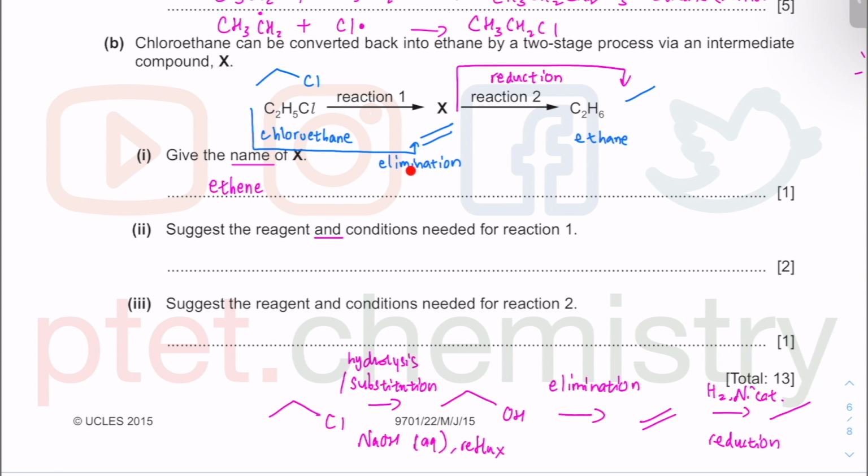This is the elimination of hydrogen halide. So you are trying to remove HCl from your halogenoalkane to give you an alkene. You also use NaOH, but here you will see that this is substitution, this is elimination. Substitution versus elimination from the halogenoalkane is a very, very important concept that gets asked time and time again.